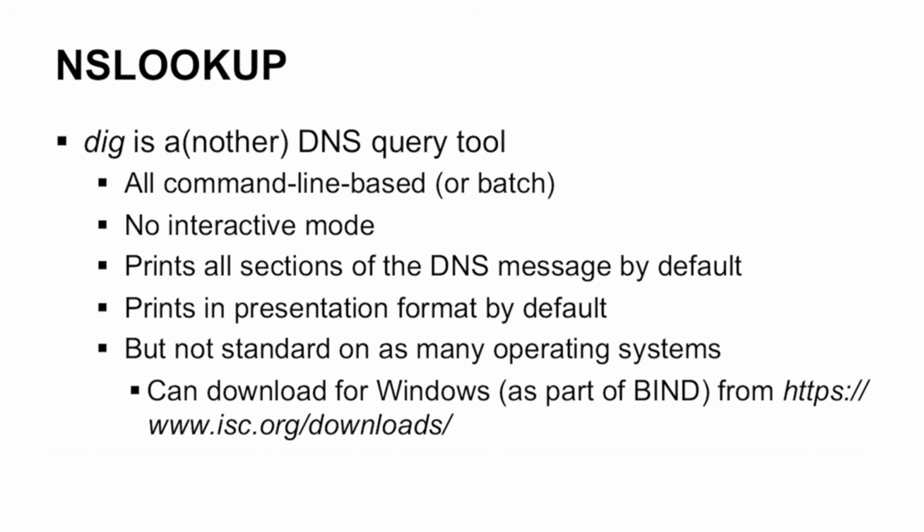Dig has quite a few advantages over nslookup. It prints all sections of the DNS message by default, including the header. It prints resource records in their presentation format by default, so you can copy them, modify them, and use them in zone data. And it also has some cool features that nslookup doesn't have.